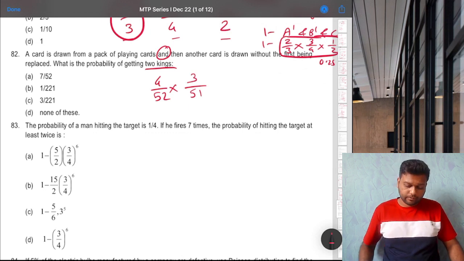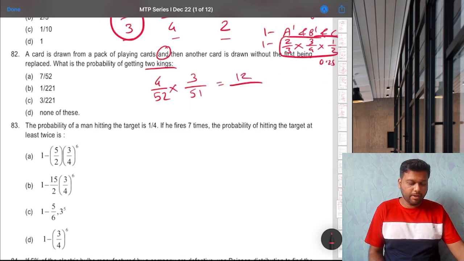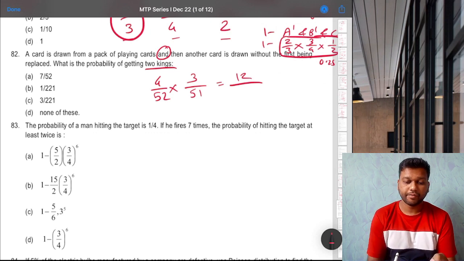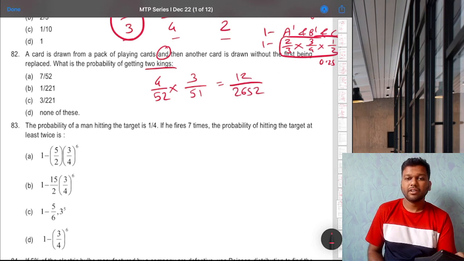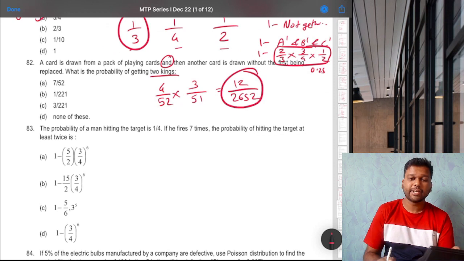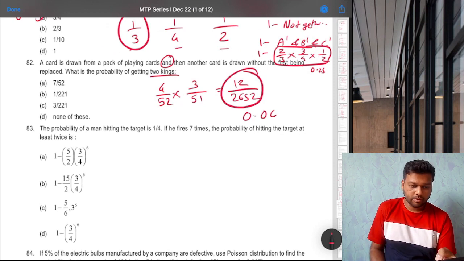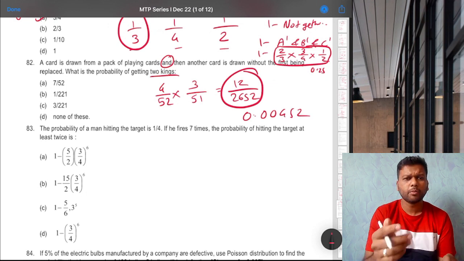So this will be the answer, which is what? 12 by whatever it is, 52 into 51, which is 2652. Don't try to reduce it, just take it on the calculator. 12 by 2652 is what? 0.00452, right? Check which option gives you that.